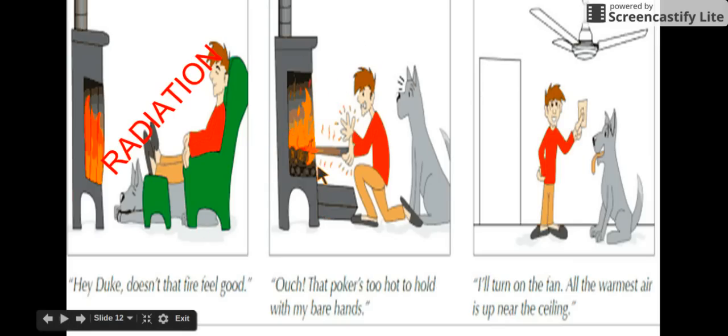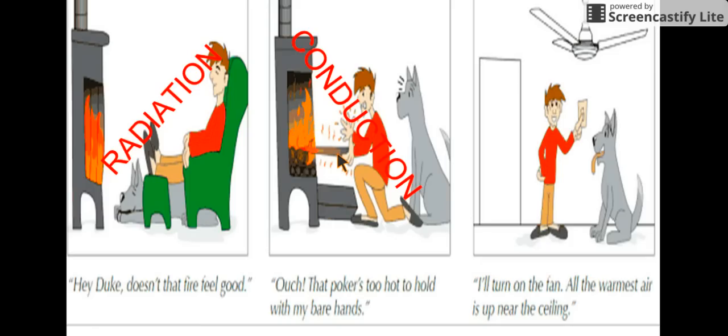Here it looks like he has something and he's putting it into the fire. It says that poker's too hot to hold with my bare hands. So which type of heat transfer would this be? If you said conduction, you were correct. Conduction is why if you sit a metal spoon in a pot of boiling water, the spoon will get hot because it conducts the heat. And through touching the hot liquid, the metal spoon heats up.